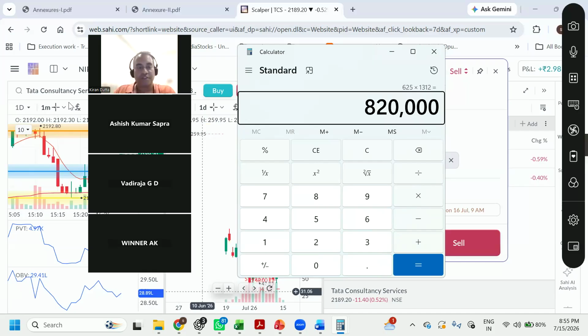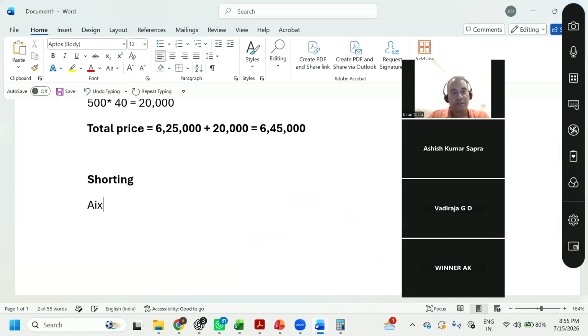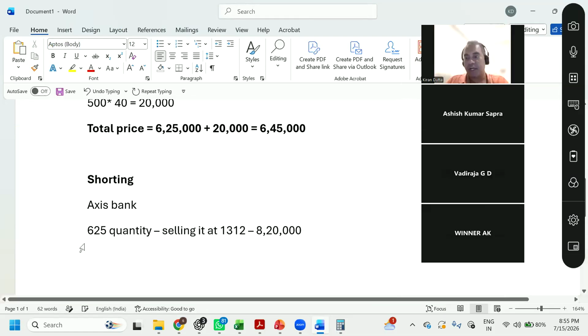Let's put it on our screen. Axis Bank, 625 quantity. If I am selling it at 1312, I will make 8,20,000 rupees. But I don't want to sell it today. I want to sell it one month down the line.